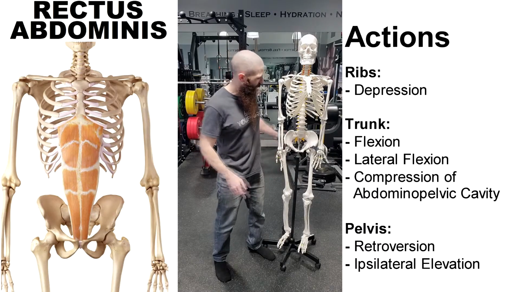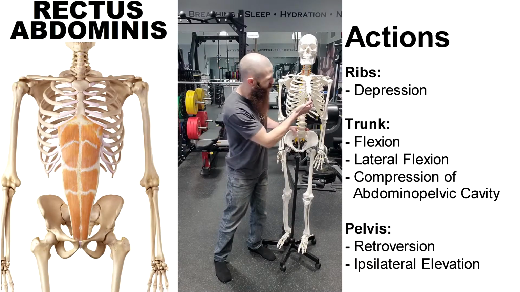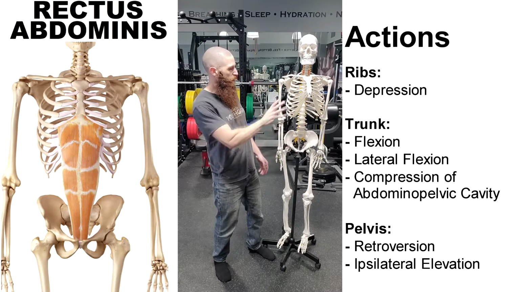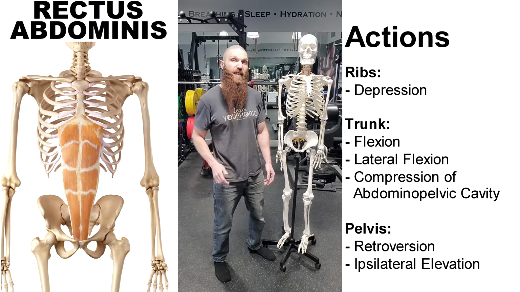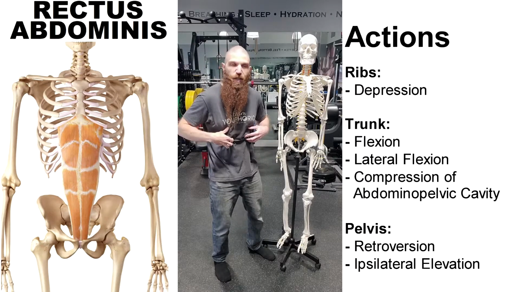The rectus abdominis attaches at the pubis, at the pubic crest and the pubic symphysis, and then it inserts into the xiphoid process and the costal cartilages of ribs 5, 6, and 7. And because it crosses the ribs, the trunk, and the pelvis, we know it's going to have an action in all three of those areas. At the rib cage, its main action is going to be depression of the rib cage.